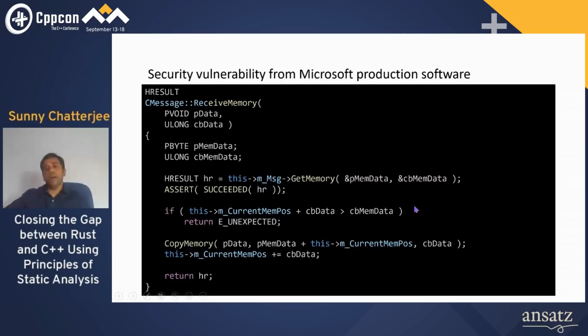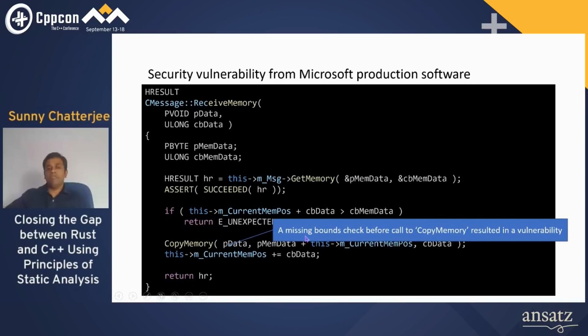This function still has a problem, which is the main vulnerability here. The copy memory is not checking the bounds of the destination buffer. So a missing bounds check here before the call to copy memory has resulted in a remote code execution vulnerability. So how did we mitigate that? It turns out if you're using modern C++ types, if you're using safe types, you can mitigate that even without fixing the actual problem, which is what I'll show you in my next slide.